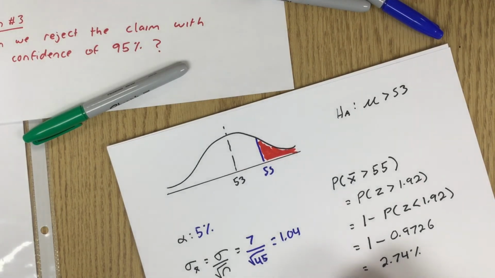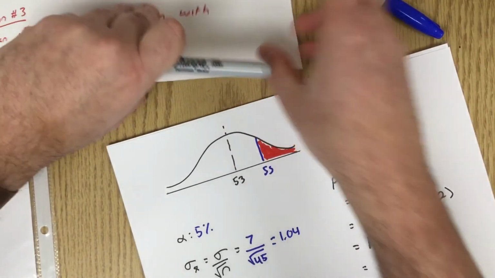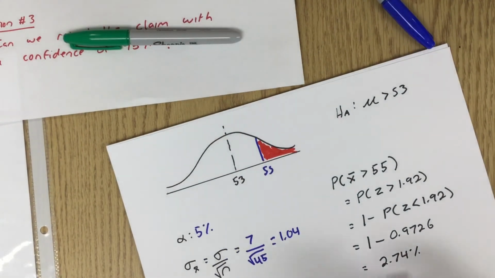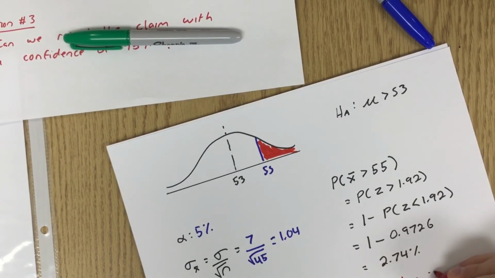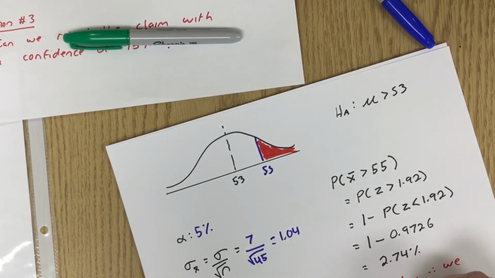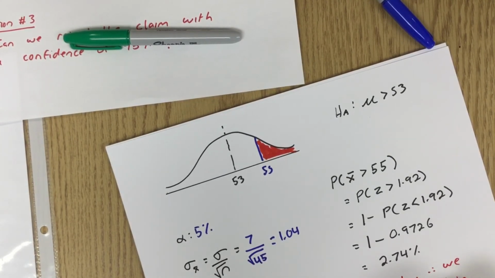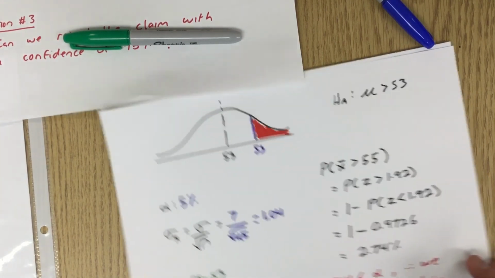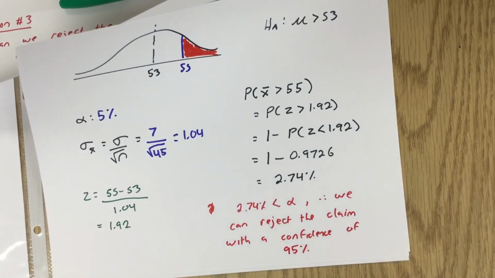So we're going to say 2.74% is in fact less than the alpha. Therefore, we can reject the claim with a confidence of 95%.